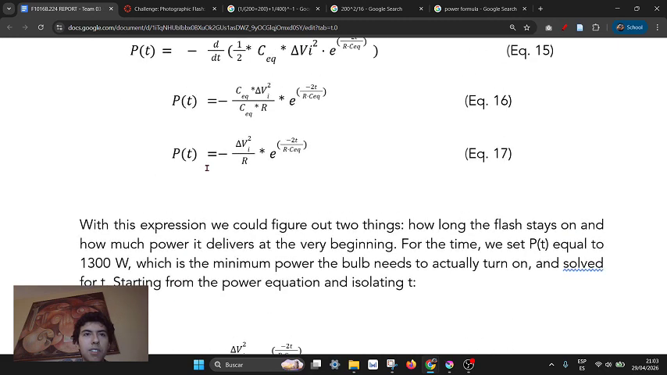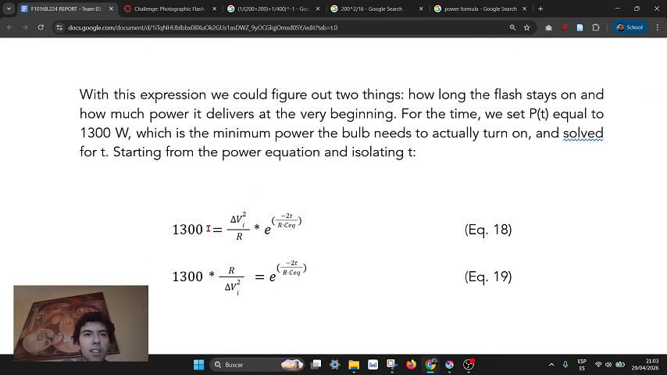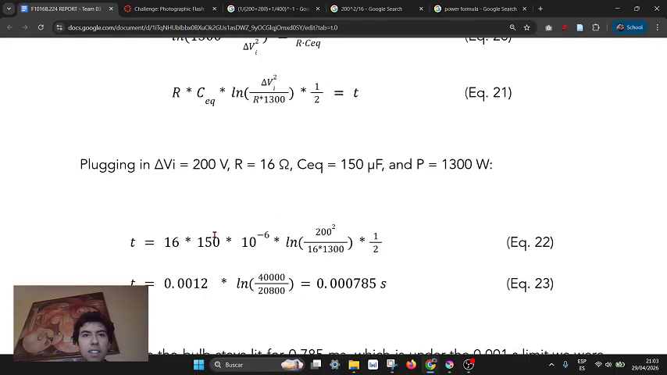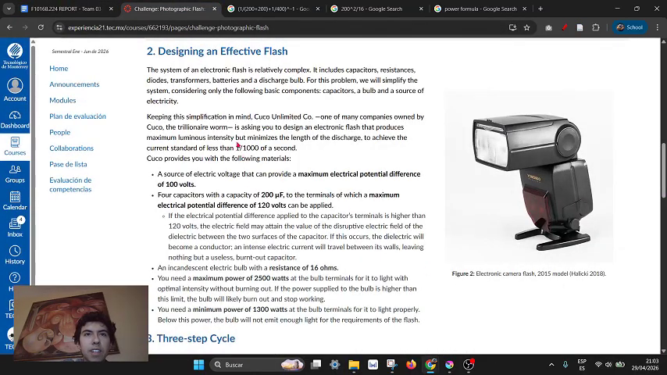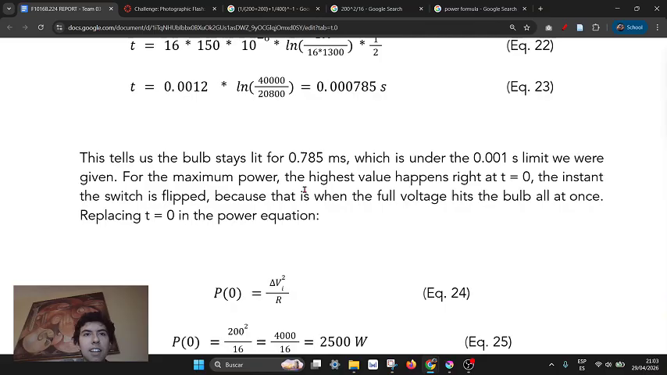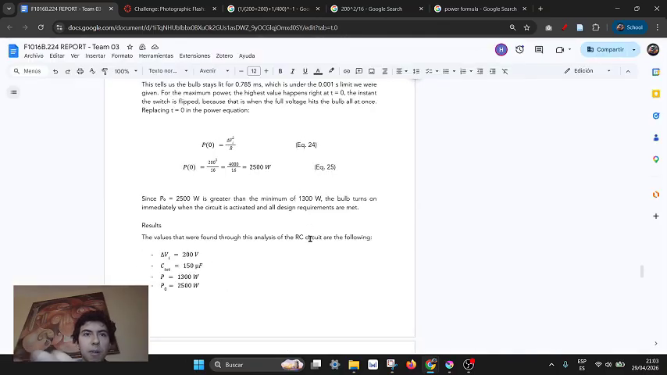For that, we just equalize it to 2,500, or in this case, 1,300, which is the minimum amount. And we can see that t is equal to less than 0.001 seconds, or 1 millisecond, which is under the time that was demanded. And therefore, we have achieved our goal.